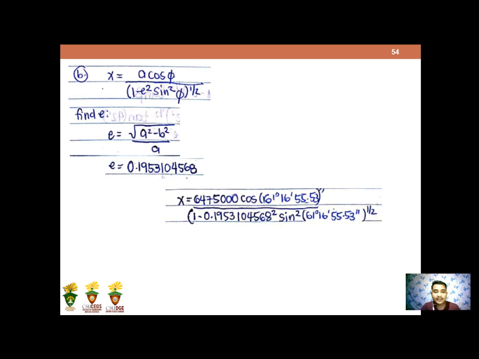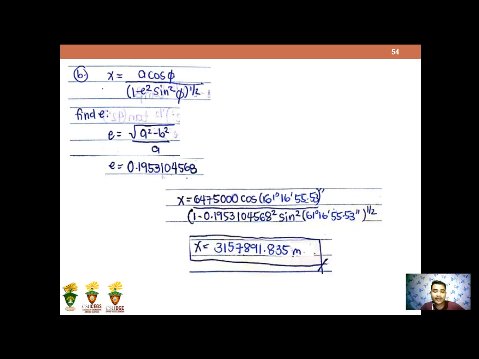Then substitute. Given that we have the geocentric and geodetic latitude, and we also now have our eccentricity, we substitute them. So that is the equation: 6475000 cosine 61 degrees, 16 minutes, and 55.53 seconds, all over 1 minus eccentricity, which is 0.1953104568 squared, since we square the eccentricity, sine squared 61 degrees, 16 minutes, and 55.53 seconds, raised to the power of 1 half.